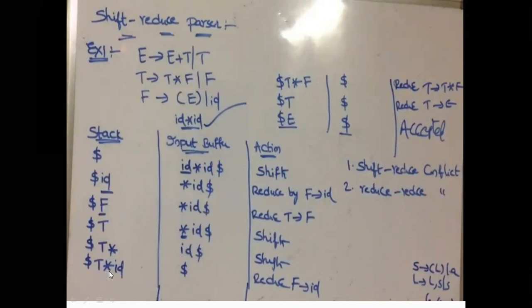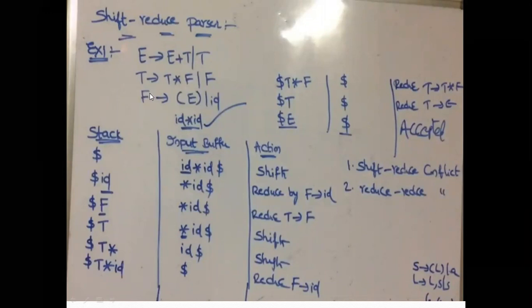Then we are considering star as a substring. Is there any production in the right hand side? There is no production in the right hand side with star. So id is taken as substring. Then is there any production in the right hand side with id? Yes, we are having the production with id in the right hand side. Then this id is replaced with capital F. So that is left side.